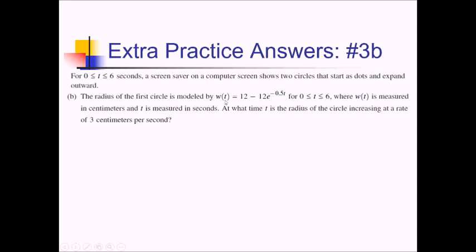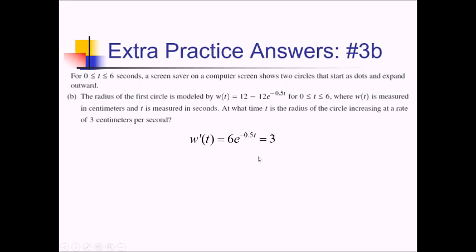So w prime, let's see here, 12 is a constant, so that's just going to be 0. And for this exponential term, I'm going to have negative 12e to the negative 0.5t times the inner derivative using the chain rule here of negative 0.5. Negative 0.5 times negative 12 is just going to give us 6. So we have 6e to the negative 0.5t. That's w prime. And we wanted to know when this equals 3.